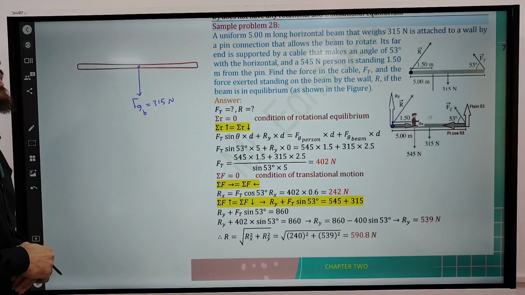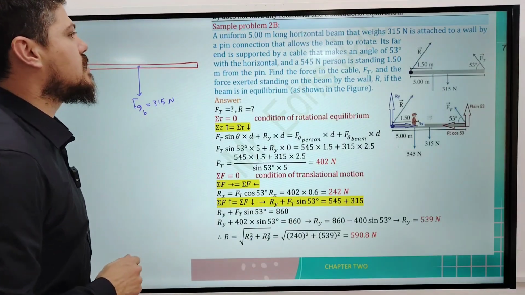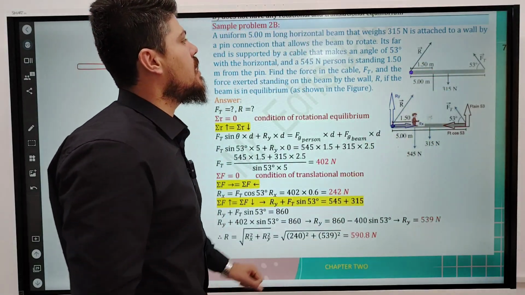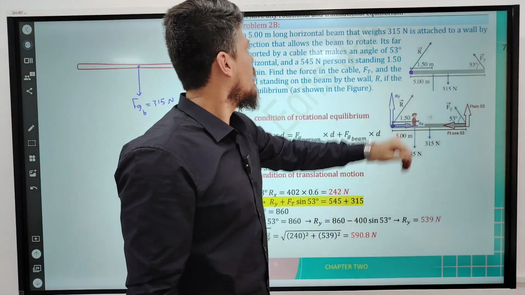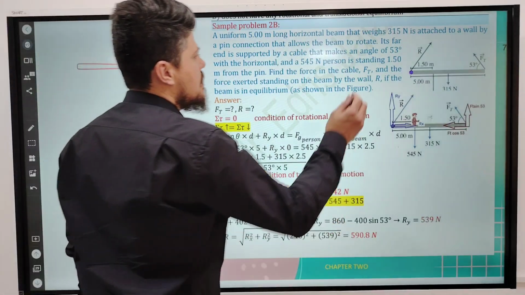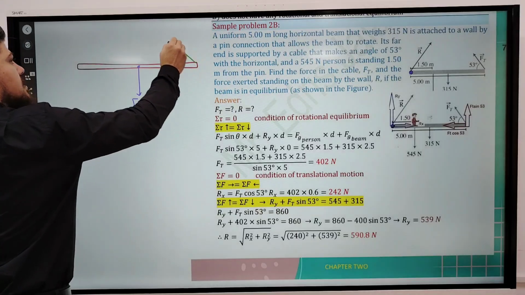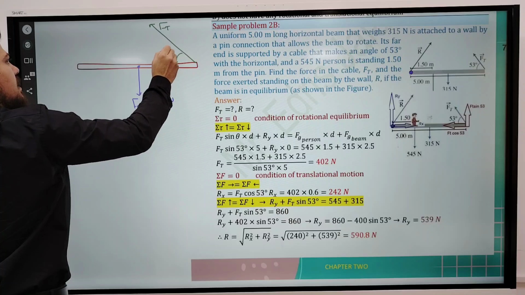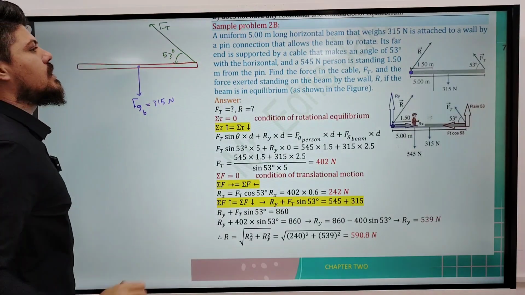315 Newton. Okay? It is attached to a wall by a pin connection that allows the beam to rotate. So the second end of this beam is attached to a wall by a pin, and that allows the beam to rotate. Its far end is supported by a cable. Its far end is supported by what? It means that this end is supported by a cable, tension force Ft, and it makes an angle of 53 degrees with the horizontal. The angle makes with what? With the horizontal. Okay?